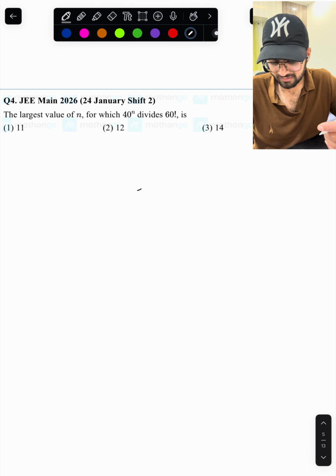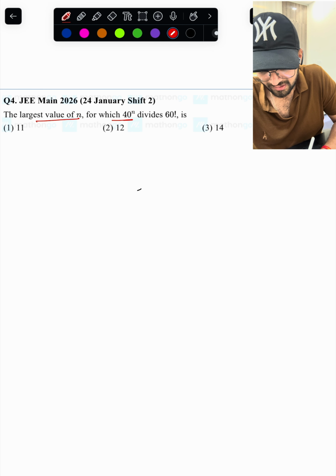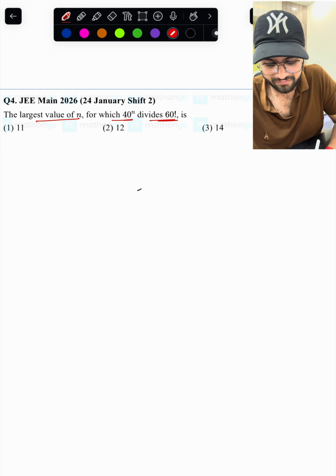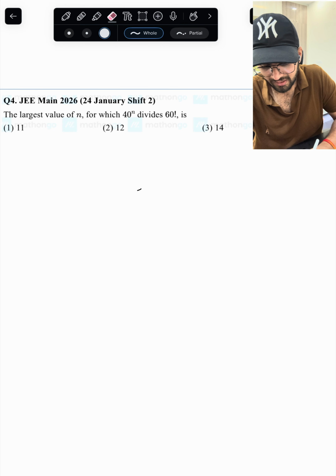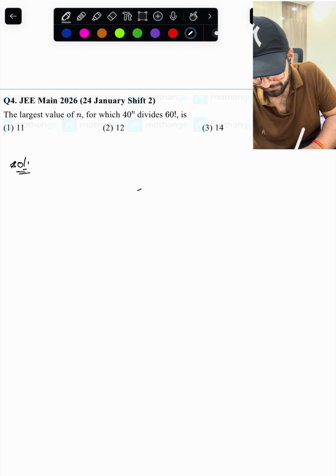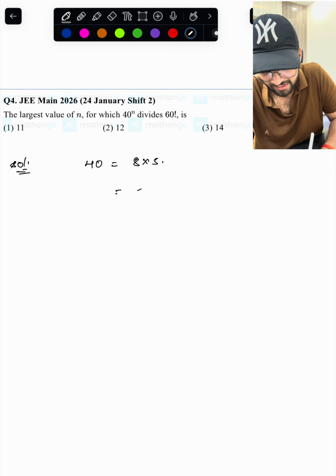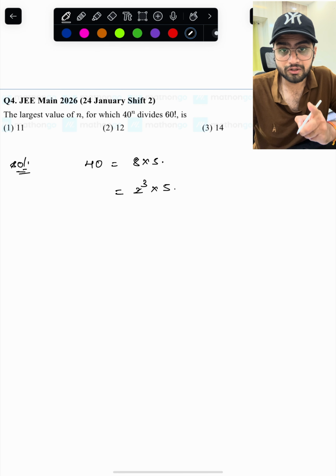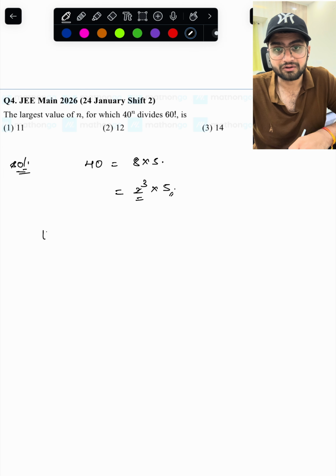So next, a similar question to the one we did in the first question, right? The largest value of n for which 40 power n divides 60 factorial. Our formula works for prime numbers, but here 40 is not a prime number, but still we can do it. We can write 40 as 8 into 5, which is 2 cube into 5. So I will evaluate the exponent of 2 and the exponent of 5 in 60 factorial, right?